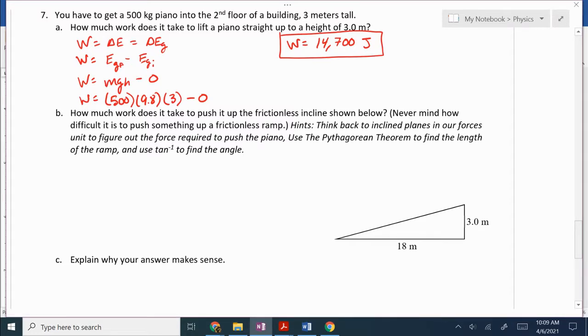So never mind how difficult it is to push something up a frictionless ramp, it's just a joke, right? If it's frictionless, it'd be very difficult. You couldn't do it, right? Because you have nothing to push against. That's the only reason it's there.